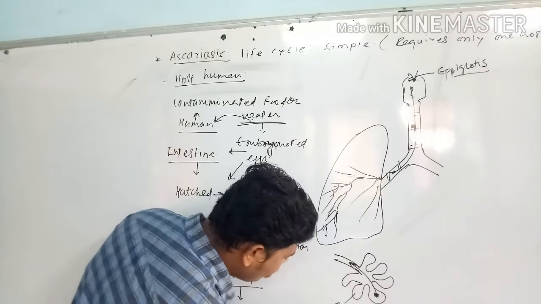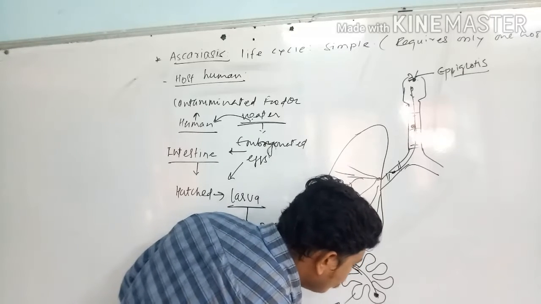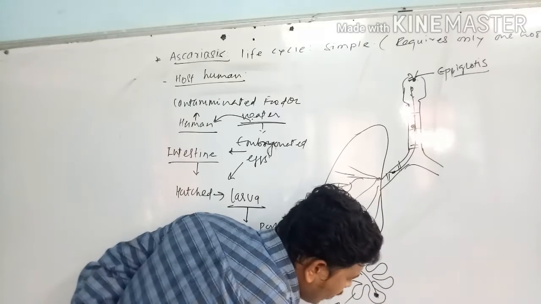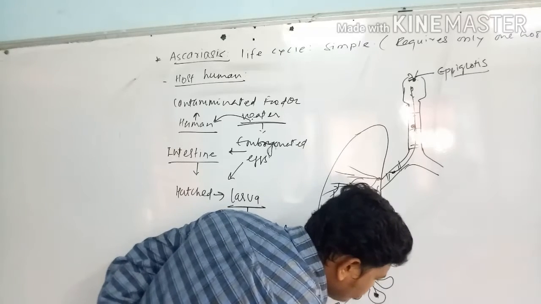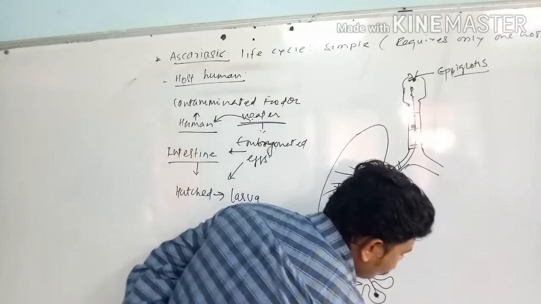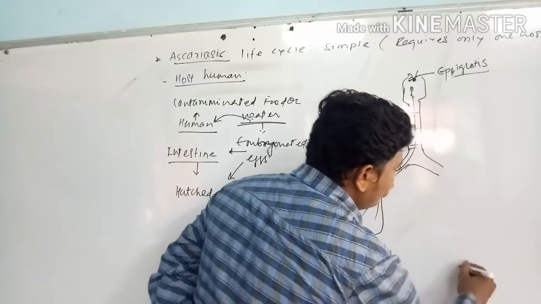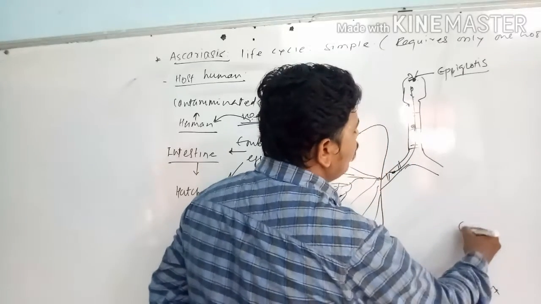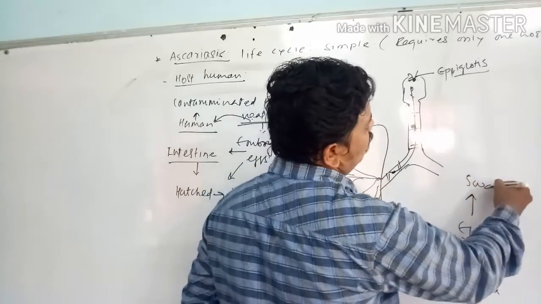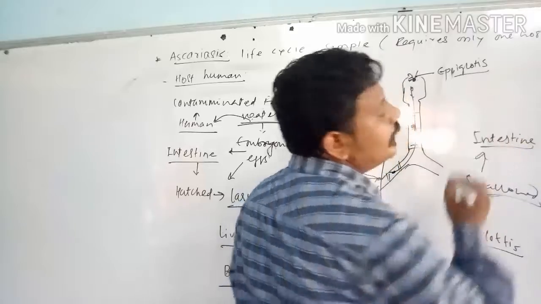To where? From the lungs, from alveoli to bronchioles. Which bronchioles? Respiratory bronchiole, tertiary bronchiole, secondary bronchiole, primary bronchiole, and after that the bronchus or bronchi, then trachea, then larynx, and after larynx, epiglottis. They crawl over the epiglottis and are again swallowed. Swallowed, they again reach into the intestine.